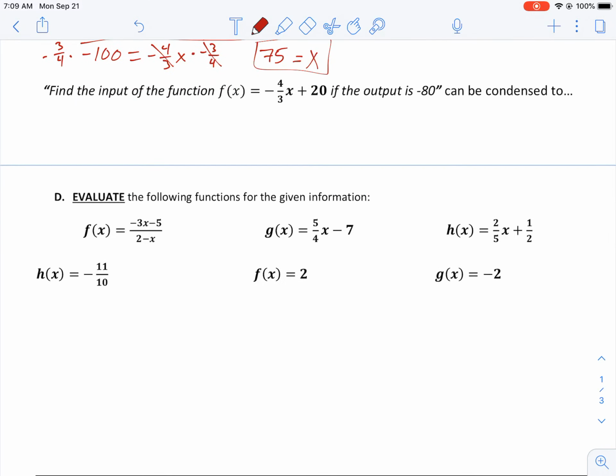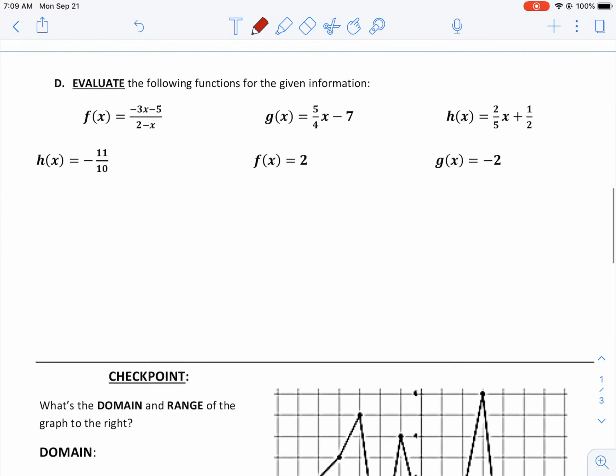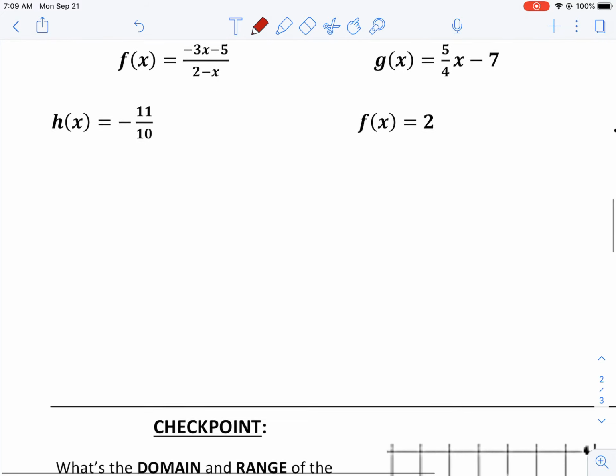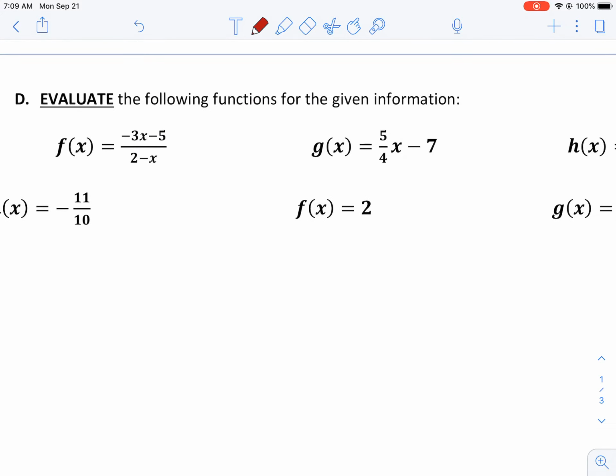Evaluate the functions for the given information. All right, so I want you guys to pause the video right now and try these 3 questions, okay? All right, so the answers to these 3 questions, I'm going to do these out of order. I'm just going to do this F1 first since I can see it.